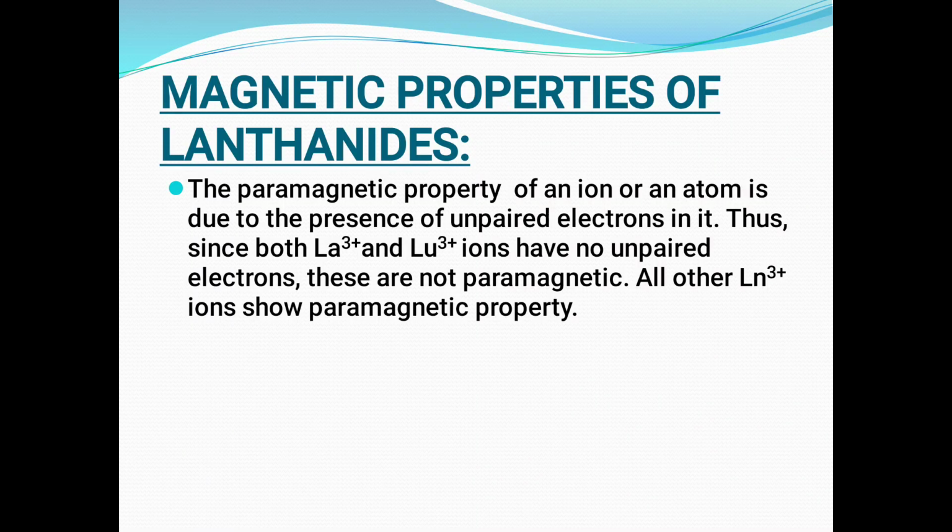Magnetic properties of lanthanides. The paramagnetic property of an ion is due to the presence of unpaired electrons. Both lanthanum 3+ and lutetium 3+ ions have no unpaired electrons. These are not paramagnetic. All other lanthanide 3+ ions show paramagnetic properties.